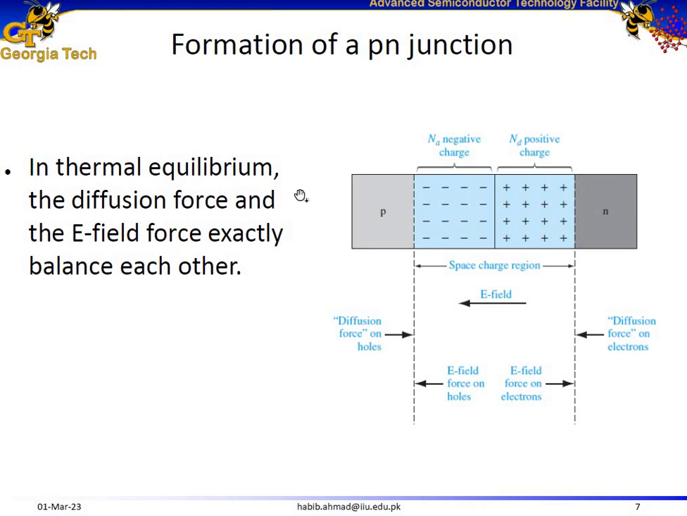Thermal equilibrium means we are not applying any voltage. Under that condition, we have fixed positive charges on the n side and fixed negative charges on the p side. Because of the concentration gradient, the diffusion force tries to force the electrons to move towards the left. Similarly, the diffusion force forces holes to move towards the right. But after this built-in electric field forms, the diffusion force and the electric field at both edges of the depletion region balance each other. So no more electrons move into the p-type region and no more holes move towards the n-type region. At that point, we have a fixed depletion width, or a fixed space charge width.